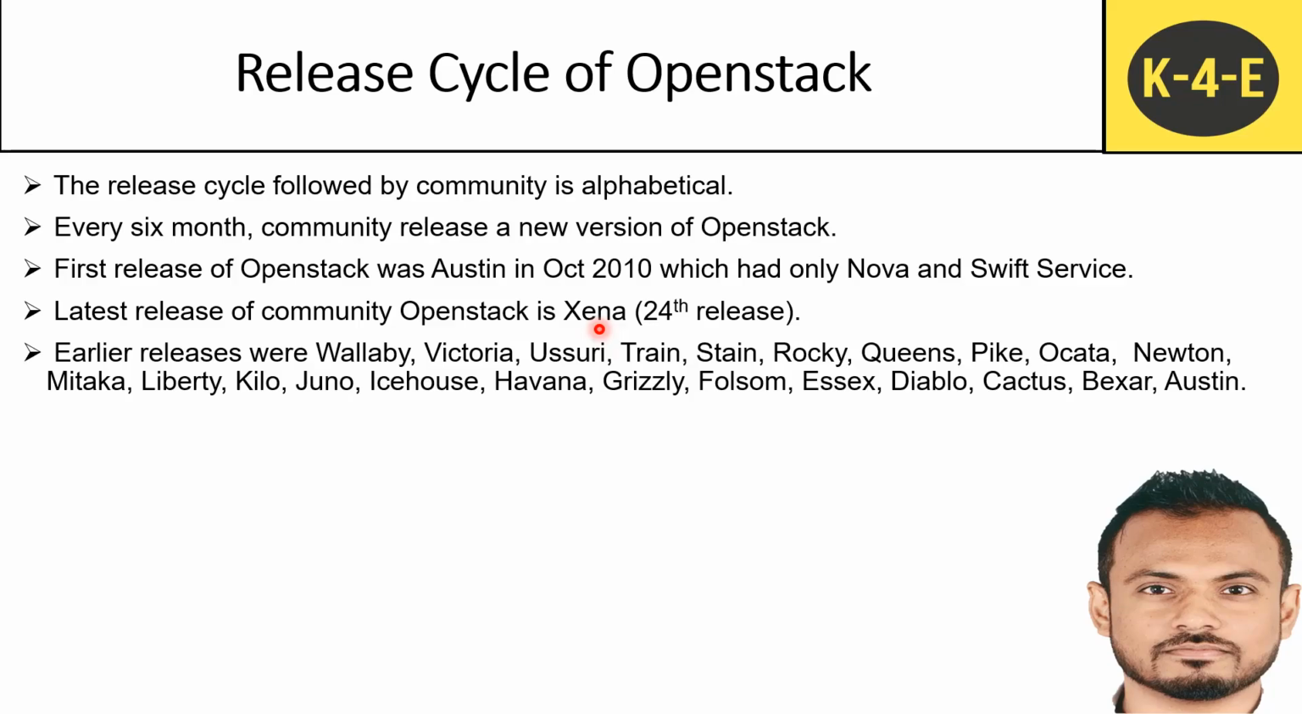So Red Hat has its own release cycle. And it is not necessary that Red Hat or Mirantis or any other company also release their OpenStack every 6 months, because you know companies don't release software every 6 months. They release software on an annual basis, right?